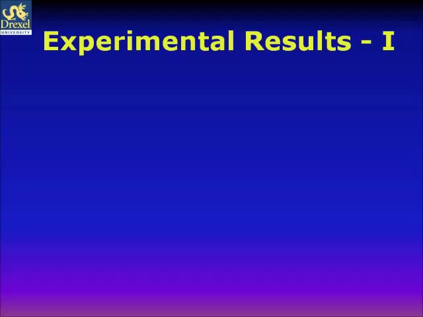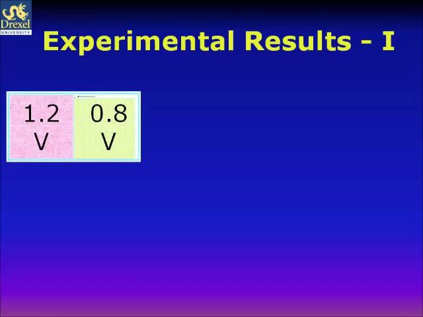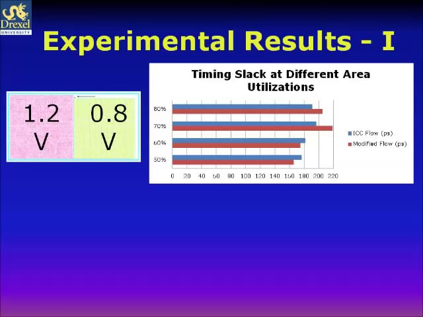Let's take a look at the experimental results. In order to integrate this new methodology into IC compiler, necessary modifications must be performed on the traditional design flow. The effect of these modifications on the timing slack is compared against the traditional flow results. At different area utilizations from 50% to 80% with 10% increments, it is shown that the timing slack does not degrade more than 10 picosecond. Thus, it is feasible to implement this methodology within IC compiler tools.